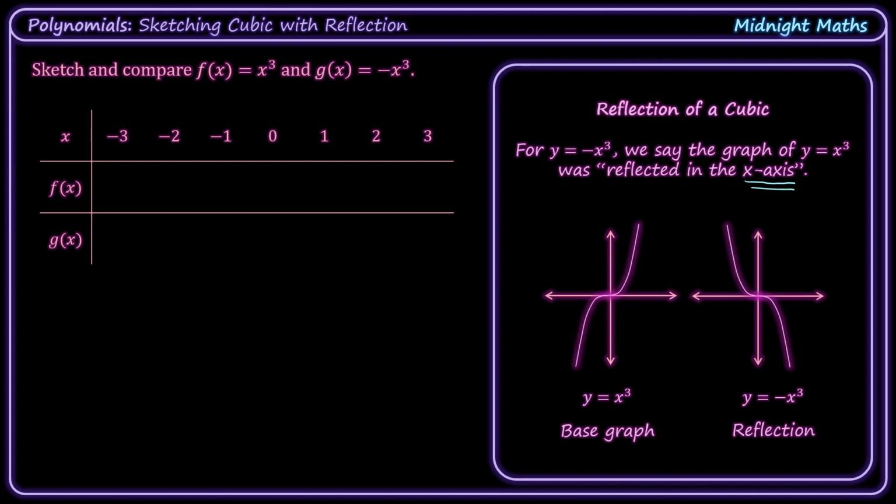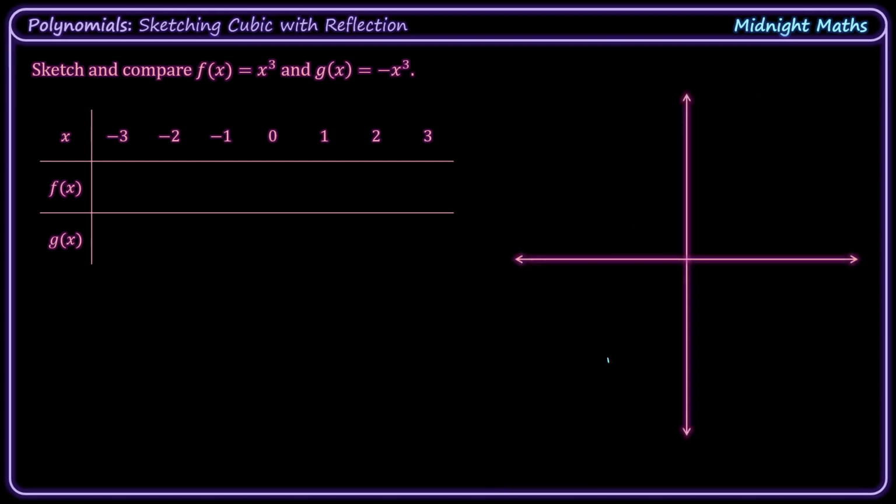However, for cubics, it's actually the same if you reflect it in the y-axis as well. If you mirror this across that way, it also appears here, and the same happens with that. If you mirror that, it appears down there. So technically, the reflection can happen in either axis and it's still equivalent, but by convention, because the negative is outside, we say that it's reflected in the x-axis. Okay, so let's go ahead and try to draw that.